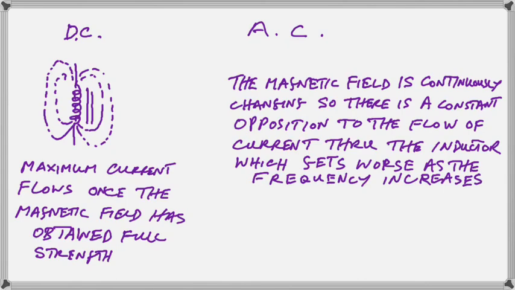Now what about the coil situation? Well, we know in the coil that once the maximum current is built up, the magnetic field ceases to grow, and it has obtained full strength, and the current will flow freely through the coil. There will be very little resistance to the passage of electricity through the coil once the magnetic field is fully constructed. But in an AC situation, the magnetic field is continuously changing, so there will be a constant opposition to the flow of current through the inductor. And this is merely going to get worse as the frequency increases instead of better.